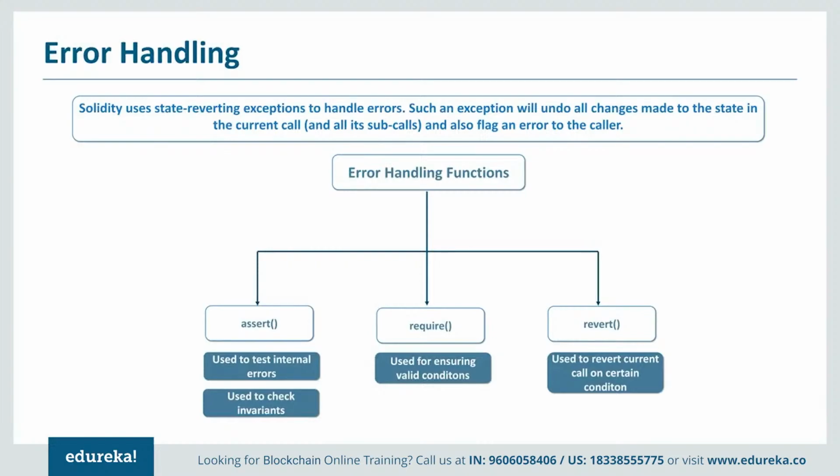There are two other ways to trigger exceptions. The revert function can be used to flag an error and revert the current call. It is also possible to provide a string message containing details about the error that will be passed back to the caller. The deprecated keyword throw can also be used as an alternative to revert, but throw is not normally used because it consumes all the gas that has been used in the current state.